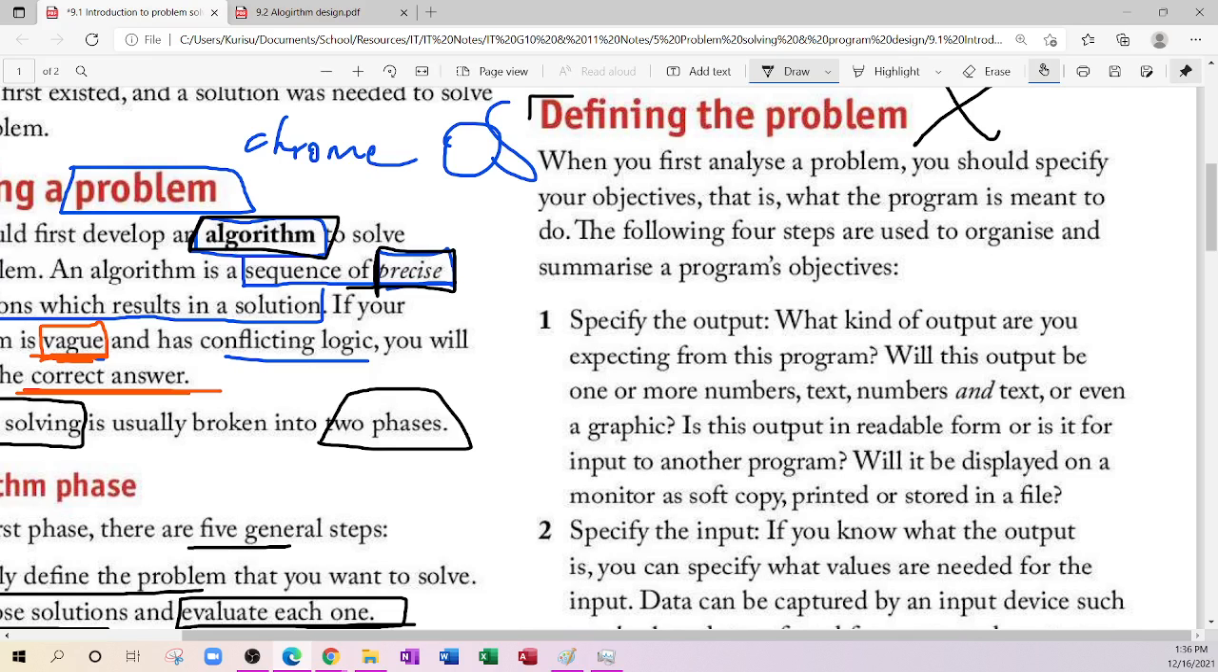Defining the problem. When you first analyze the problem, you should specify your objectives, that is, what the program is meant to do. The following 4 steps are used to organize and summarize a program's objectives. 1. Specify the output. Is it text, numbers, or even graphics? Is this output in readable form, or is it for input to another program? Will it be displayed on a monitor as soft copy, printed, or stored in a file?